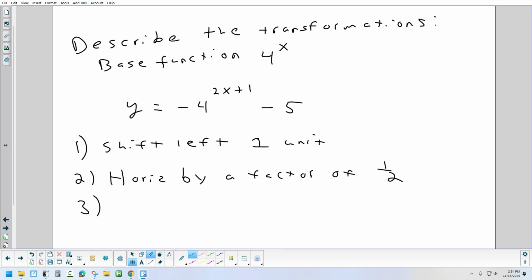Okay, now the 4, that's not really part of anything. That's just the base. But it's like a negative 1 being multiplied in front of the 4. What's the negative in front of the 4 going to do? Yeah. Reflect it over the x-axis. Yep, it's a vertical reflection, which means reflect over the x-axis. And lastly, the minus 5 is going to do what?